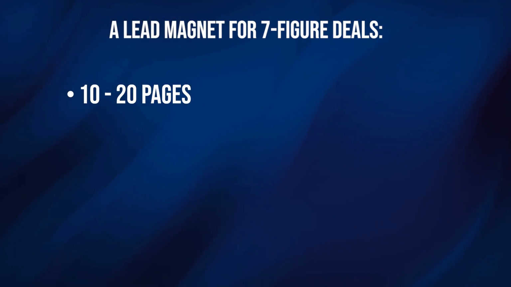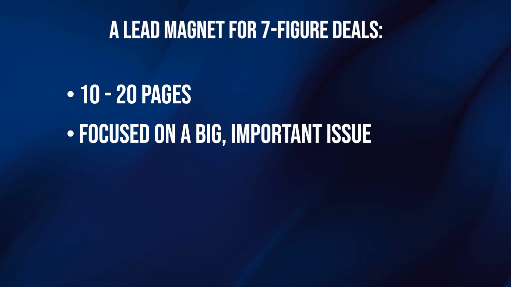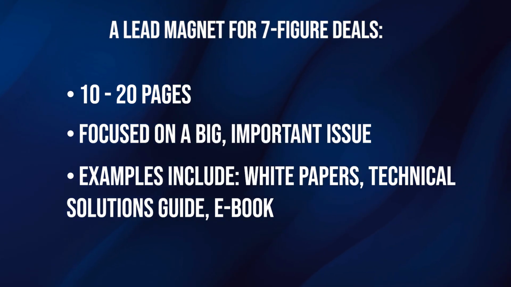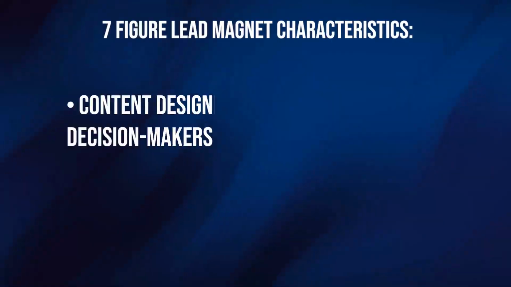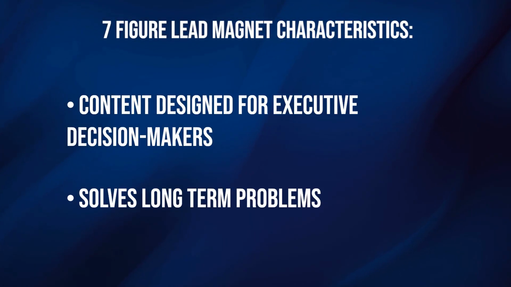And given that most of our clients are after 6- and 7-figure deals, we usually start with something in the 10 to 20 page range, focusing on a big important problem. That means we'll write a lead magnet that's a white paper or a technical solutions guide or an in-depth ebook. Some example topics I've written include things like technology modernization challenges for federal government agencies, a data integration primer for the financial services industry, Linux kernel bug and vulnerability tracking for enterprises, or data strategy and governance guides for higher education institutions. Now, this content is typically about big brain topics for executives with challenges that take years to solve.